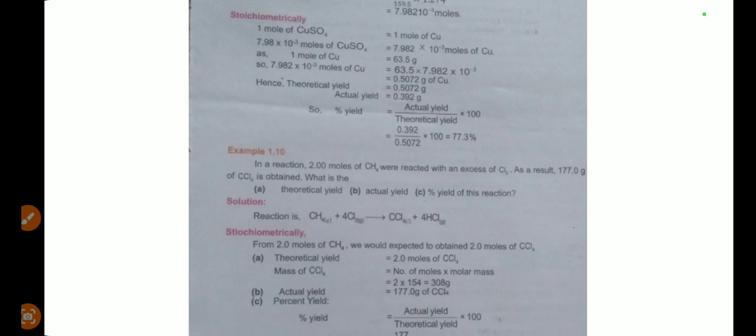So we can easily find the percent yield, which is equal to actual yield divided by theoretical yield multiplied by 100. Actual yield is 177 and the theoretical yield is 308 gram, multiplied by 100. Then the percent yield would be 57.46%. It means the carbon tetrachloride obtained in the above chemical reaction is 57.46% pure.